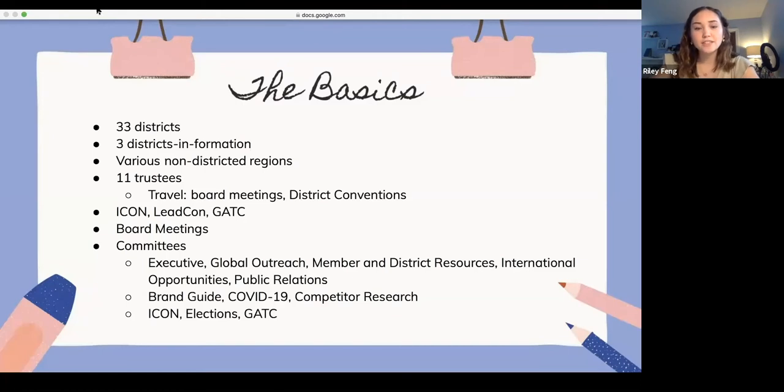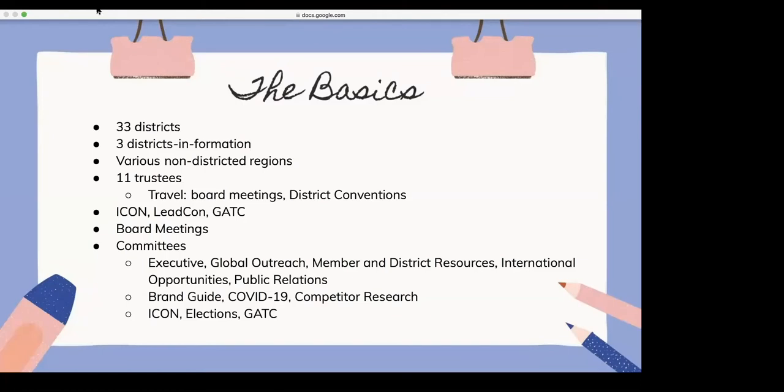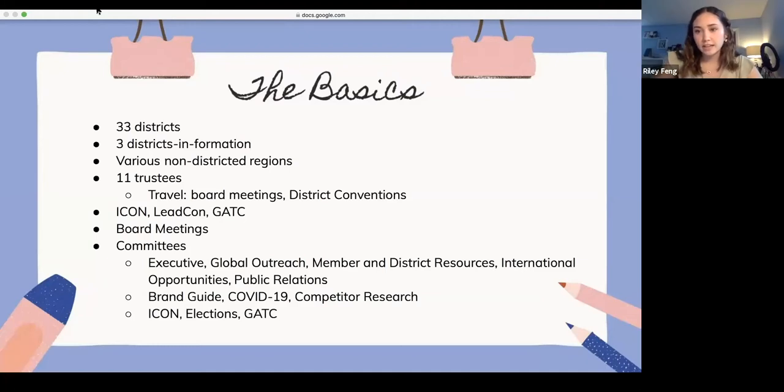So trustees travel to ICON, LeadCon, and there's also GATC, which is where the governor class goes every single year. Usually GATC is held in the location that ICON would have been. So if GATC was held this year, it would have been in San Francisco, because that's where ICON would have been. Trustees also go to board meetings. We go to 4 throughout the year. Obviously, some of them got cut short this year, but we go to LeadCon, which counts as an official board meeting, November board, January board, and then ICON, which obviously did not happen this year. And then I'll let Hannah talk a little bit about committees.